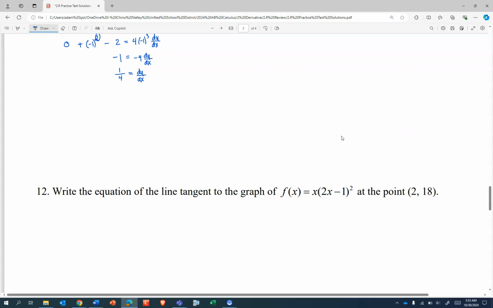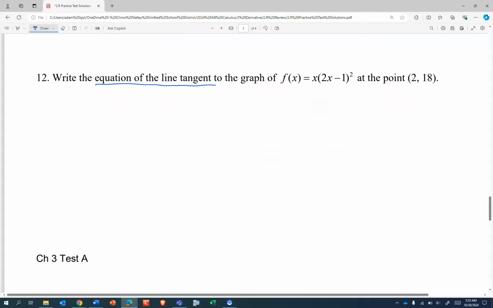Technology. Anyways, equation of the tangent line to f at (2, 18). So I already know the equation of the tangent line to f at (2, 18) is going to have the structure y minus 18 is equal to slope times x minus 2. I can even do that first.